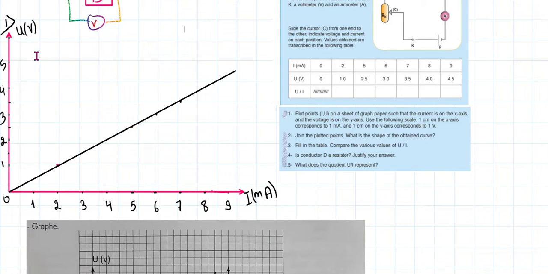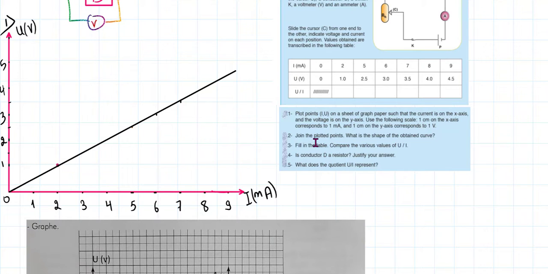Be sure to put the voltage along the y axis and the current along the x axis. After joining these points by a straight line, sure there might be somehow an error for some of the points, but be sure that the result will be a straight line passing through the origin.